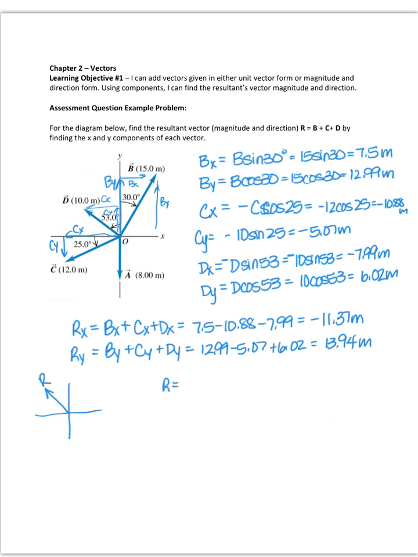To find the magnitude of r, I use the Pythagorean theorem and square the x and y components together, and then take the square root.